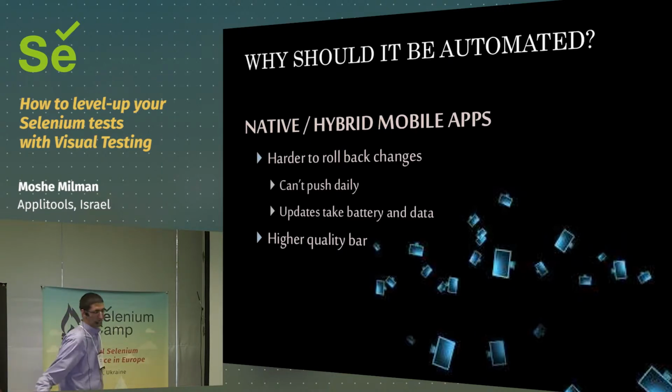Another reason why it should be automated: when you look at mobile applications, the situation is even more severe. If you have a cloud-based web application, you release the product, and you have a visual bug, if you find it quick enough and fix it, maybe no one will even notice it, or just a fraction of your users will. Maybe it's not such a big deal.